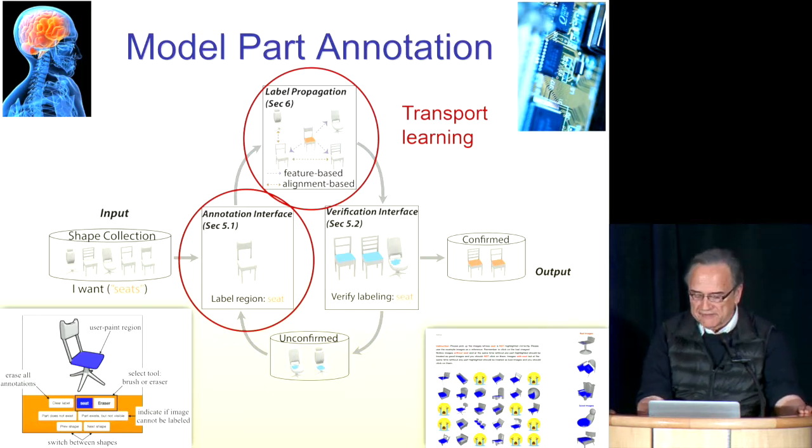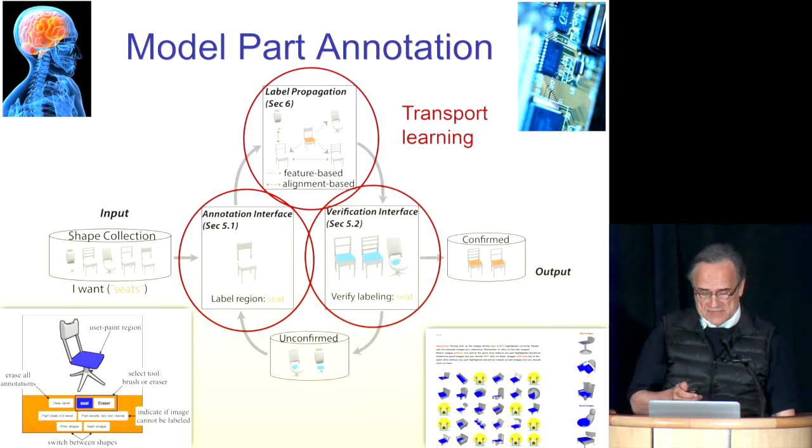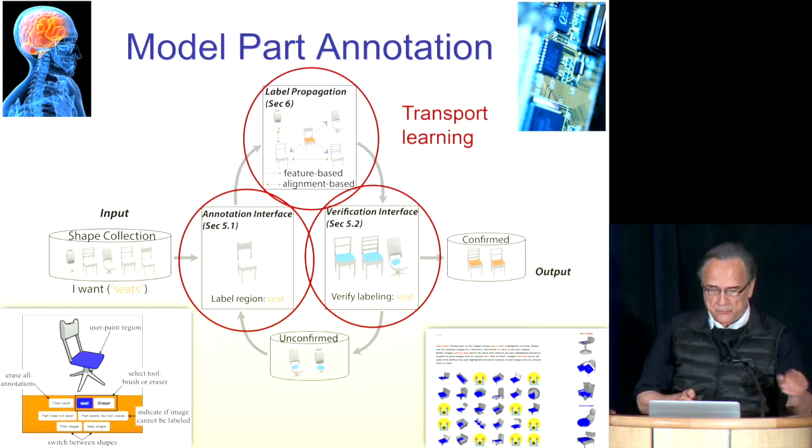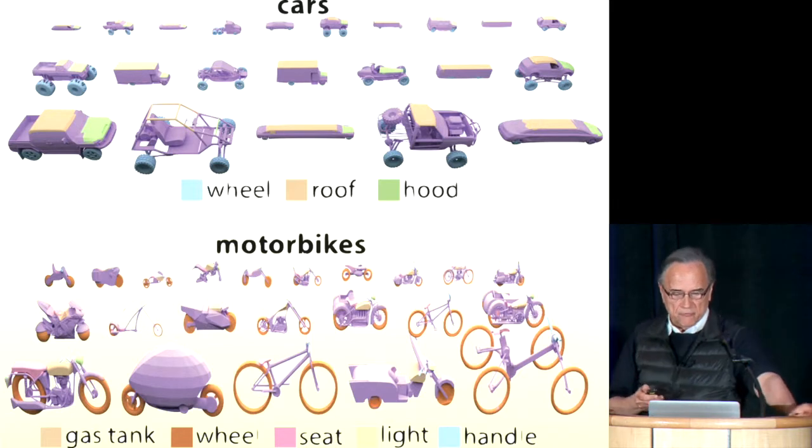And then we have humans verify the algorithmic annotations, because verification can be done in a way that is much, much faster than the original annotation. Here are some examples of parts generated this way.